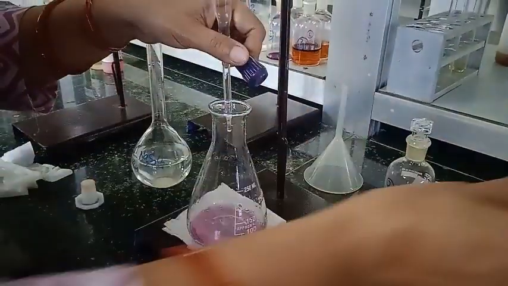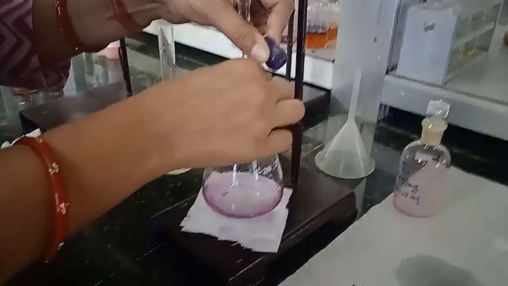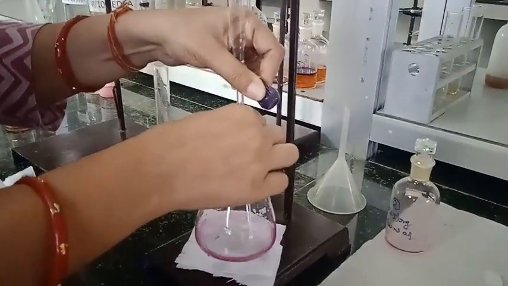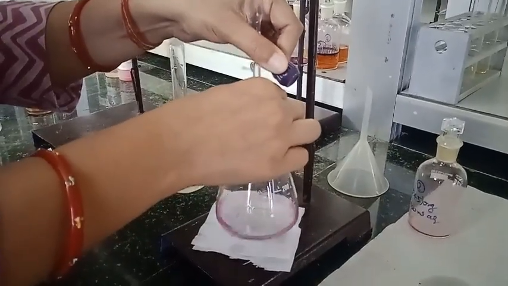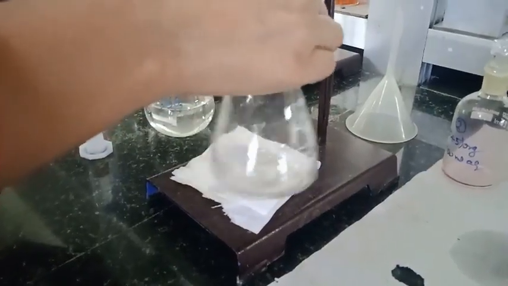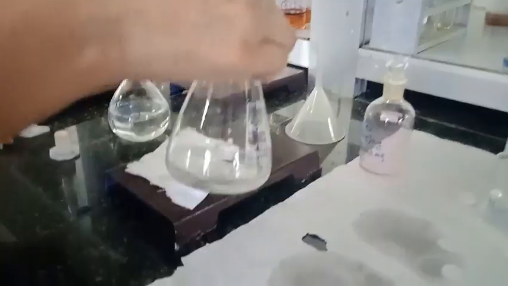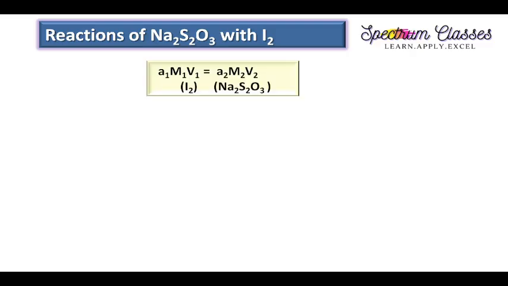Now we are going to add starch, and here at the end point there is no color. Now similarly we are going to see the readings of the burette and that will be used for calculation. So we have seen the lab activity and from there we are going to do the calculation part.